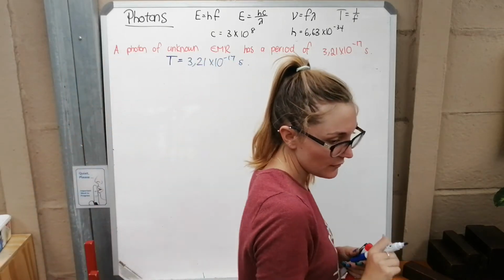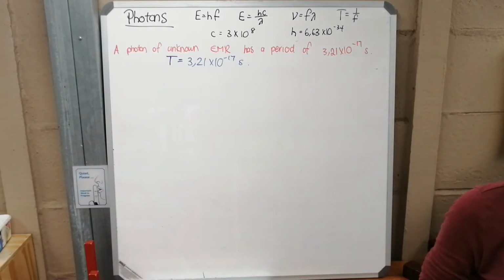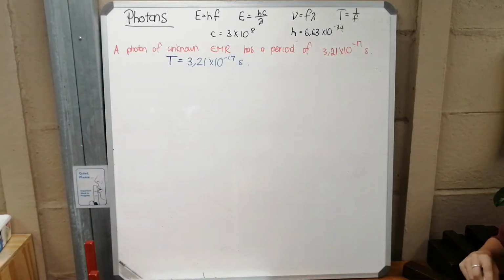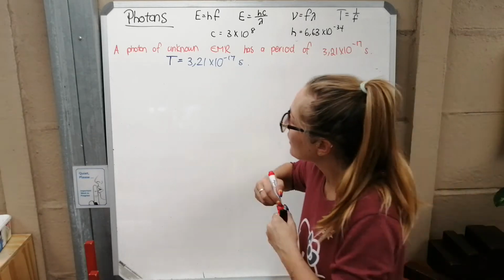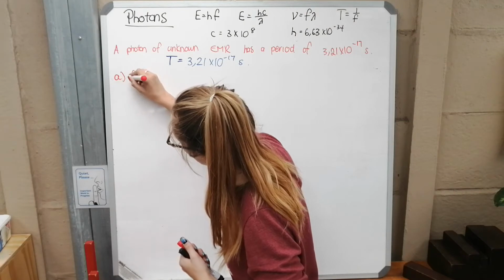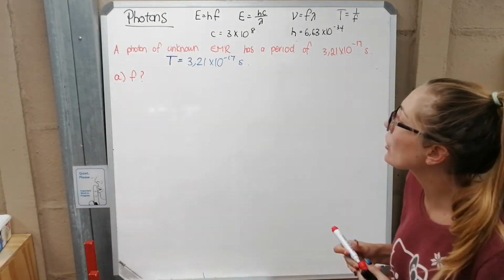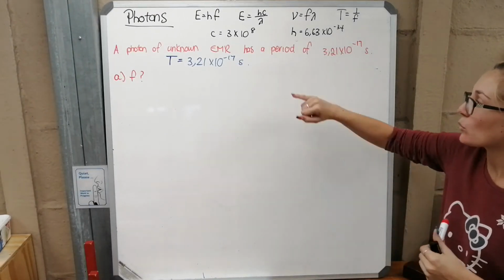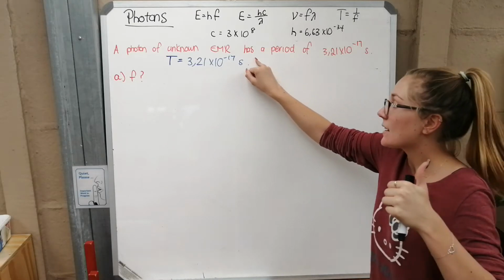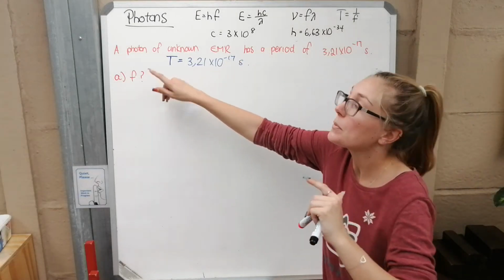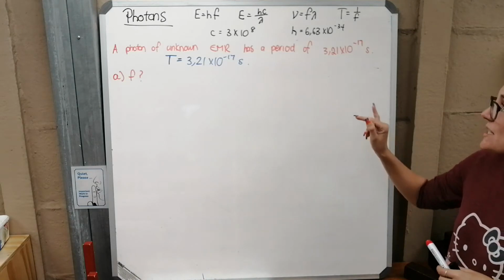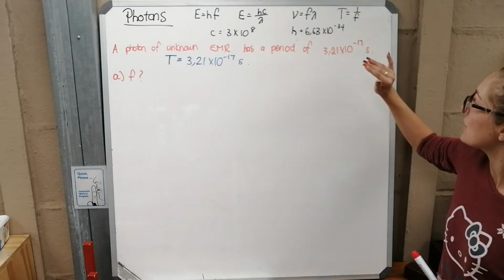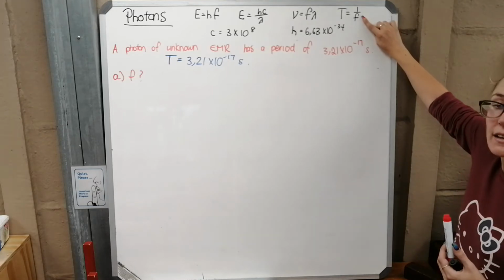Okay. Now, question A asks us to determine the frequency of the wave. So we have period, okay, and we're looking for frequency. So what you always do is you write down what you know, you write down the symbol of what you don't know, and you pick a formula that's going to help you get there. So we know period, we want frequency. So we want a formula that's got T and F in it. So that's going to be this one here, okay?